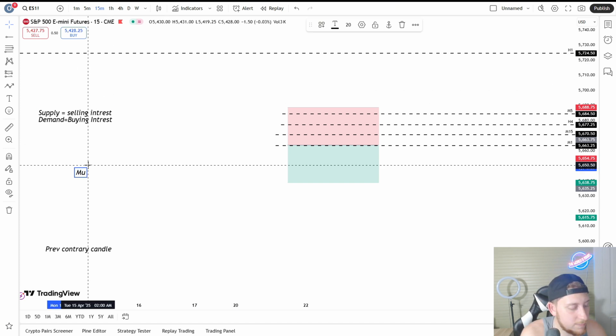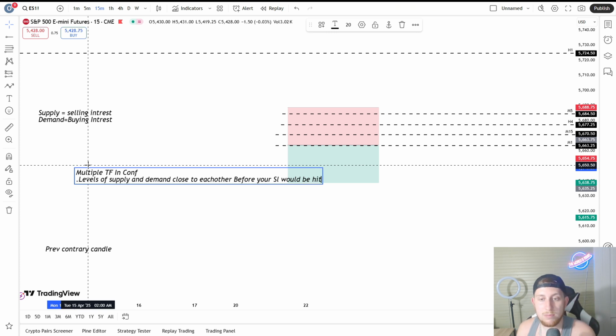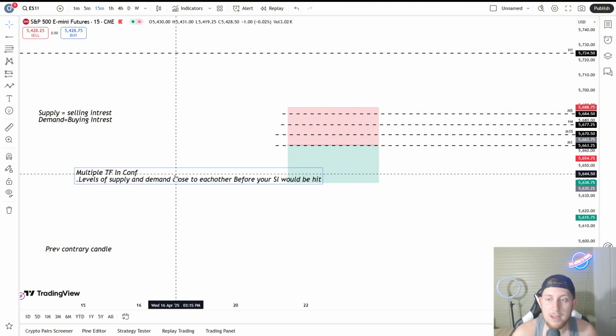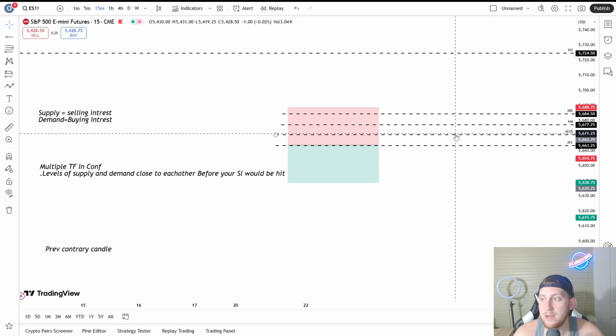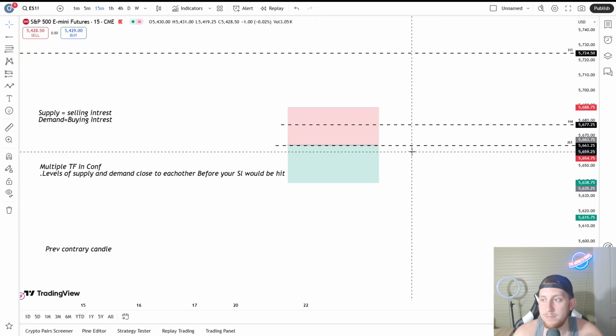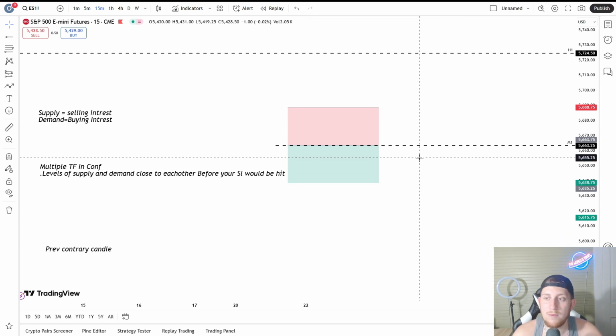So remember, multiple time frames in confluence is just levels of supply and demand close to each other before your stop loss would be hit. This would be 4 levels in confluence with each other. This right here would be 3. This right here would be 2. And then obviously this one right here would be 1.